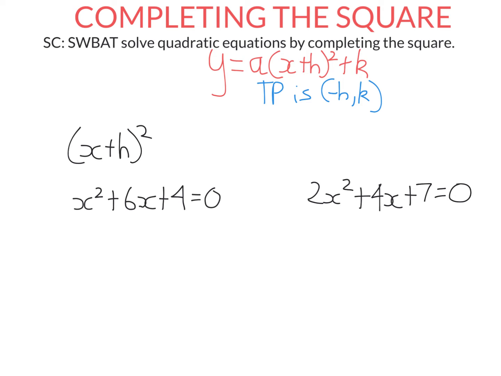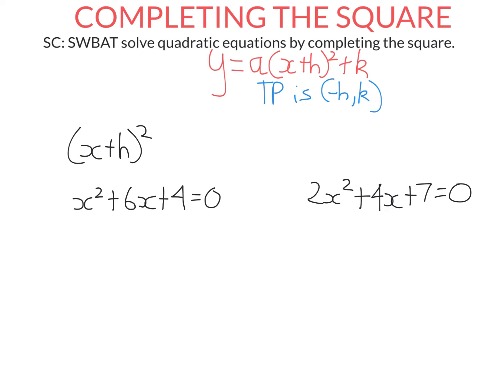Thank you so much for tuning into this video in which we will look at completing the square. So this is another non-factorization method. We're going to use this to solve quadratic equations without factorizing. So when we complete the square, we want to write the quadratic in this form. This is called turning point form. It's called turning point form because the negative of this value and this value make the turning point.